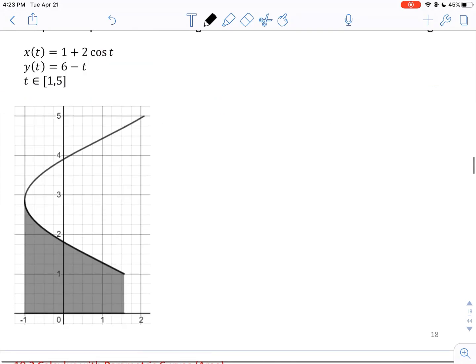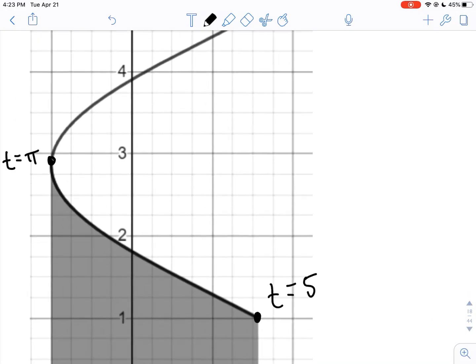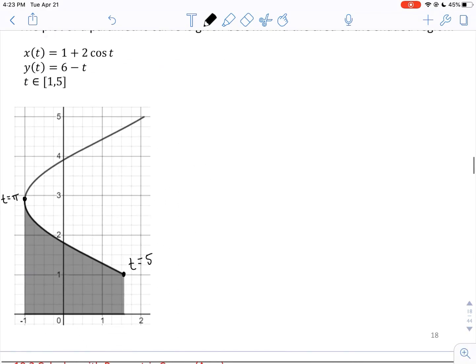Same curve, but we're going to find the area under the lower portion. Okay, we know the curve ends right here when t is 5, and we know that this portion of the curve was when t was pi. So we're only interested from pi to 5 right now. And the curve is being drawn from left to right for this portion.